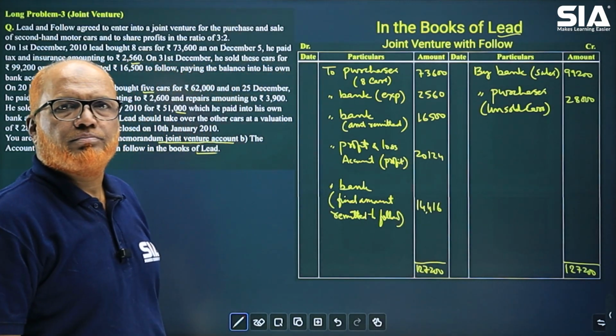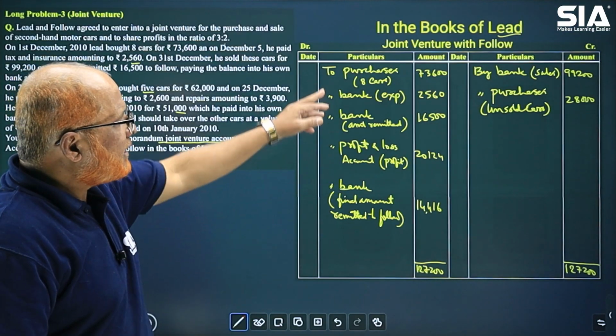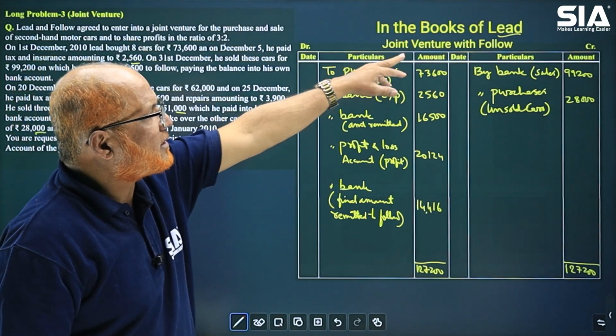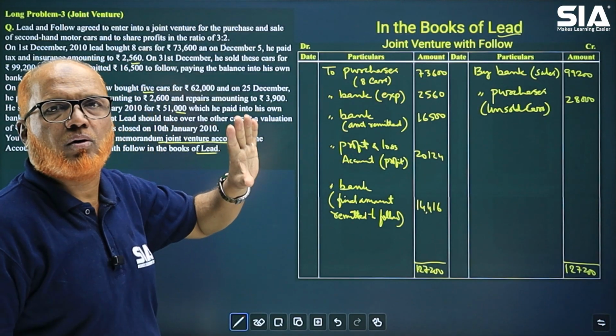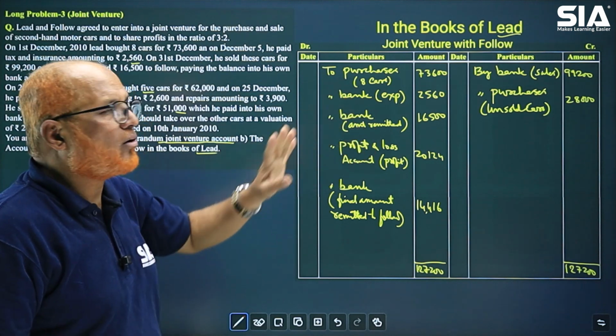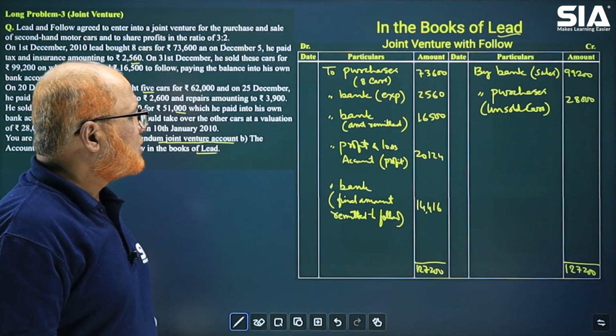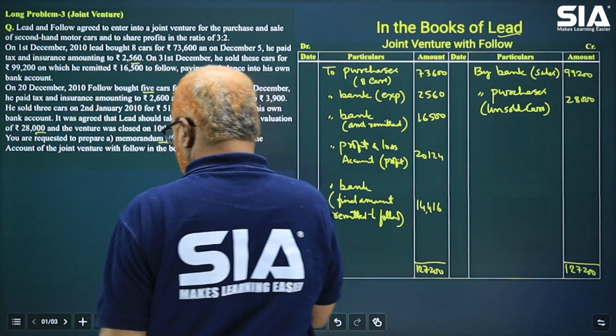That's all. This is called the joint venture with follow. Only those transactions which are conducted by lead, that only should be recorded. The transactions which are conducted by follow should not be recorded in this account. This is the method, right? So we have completed this problem.